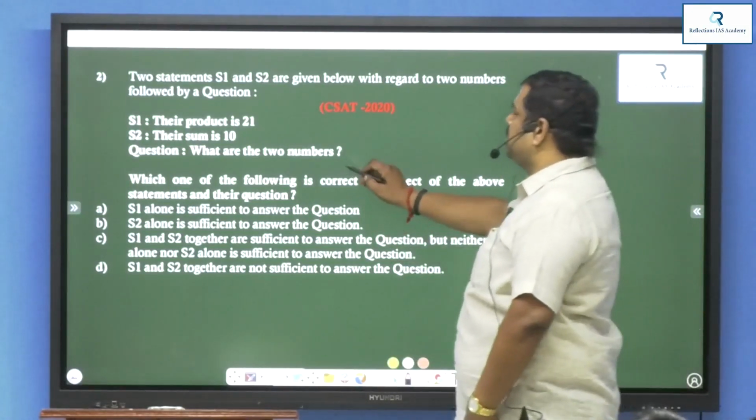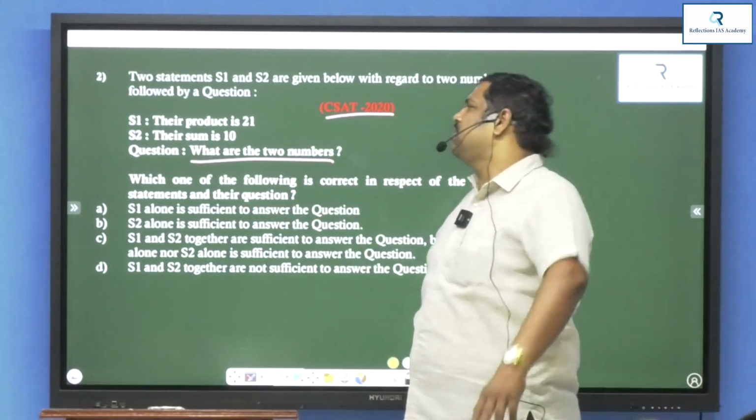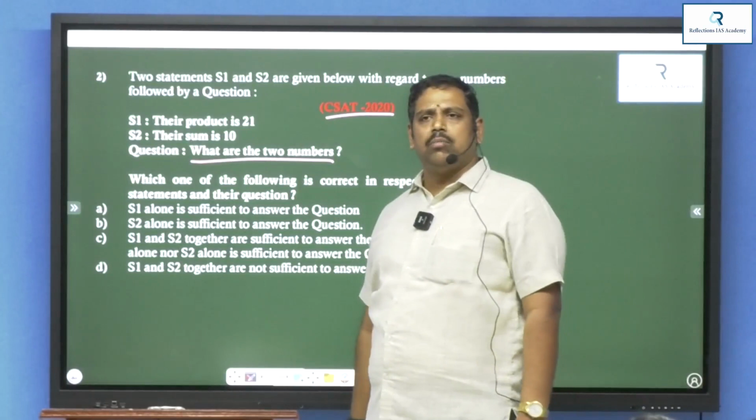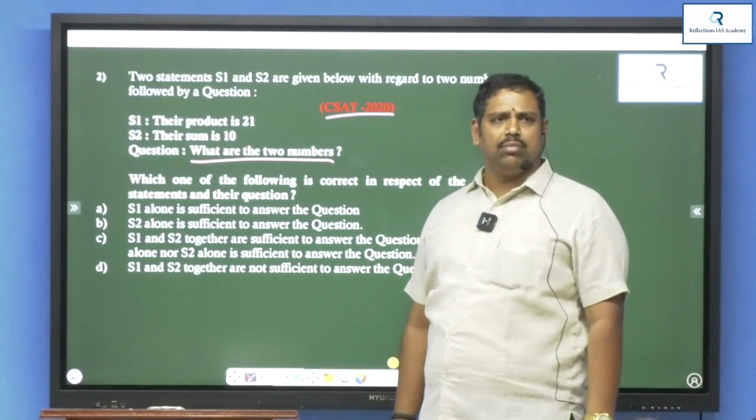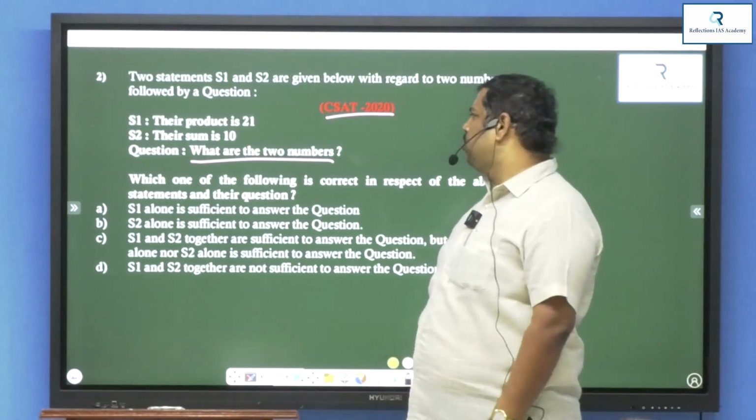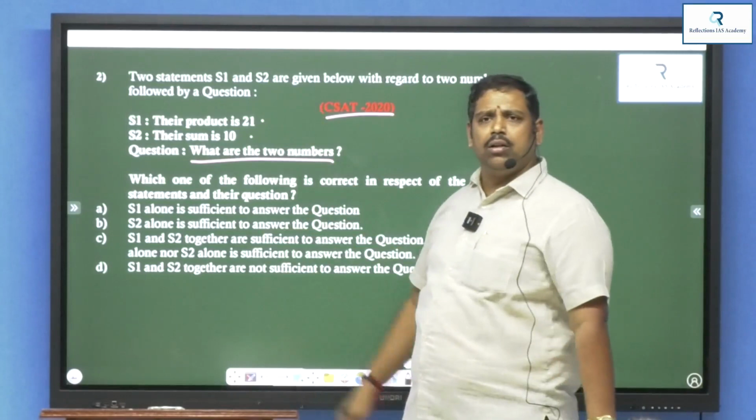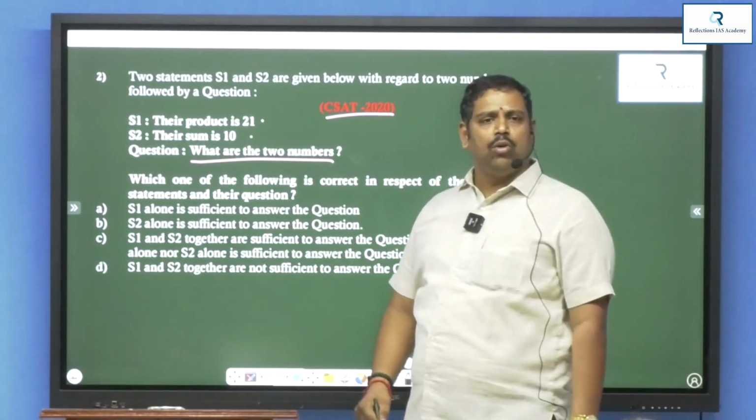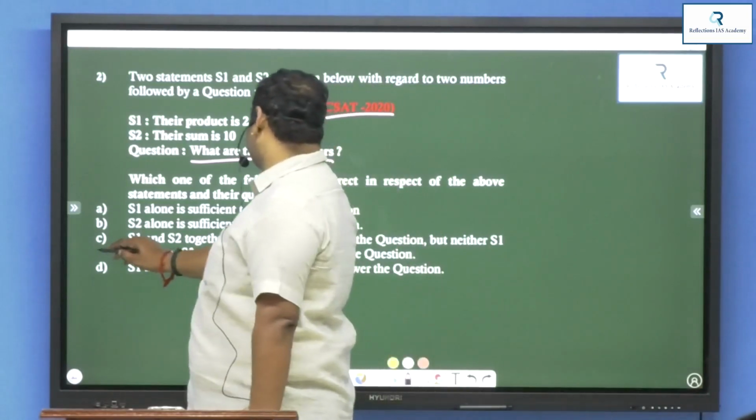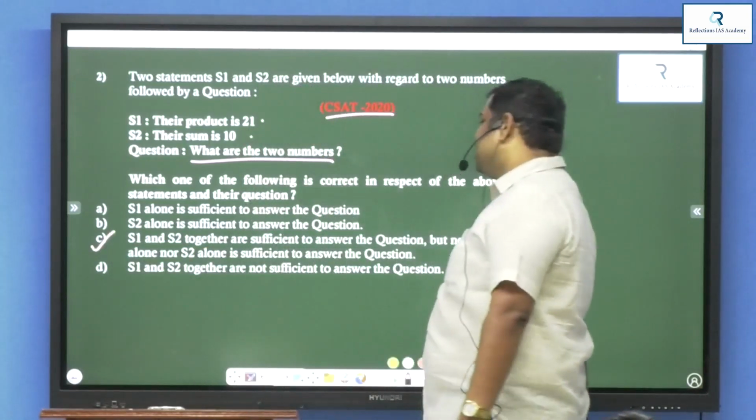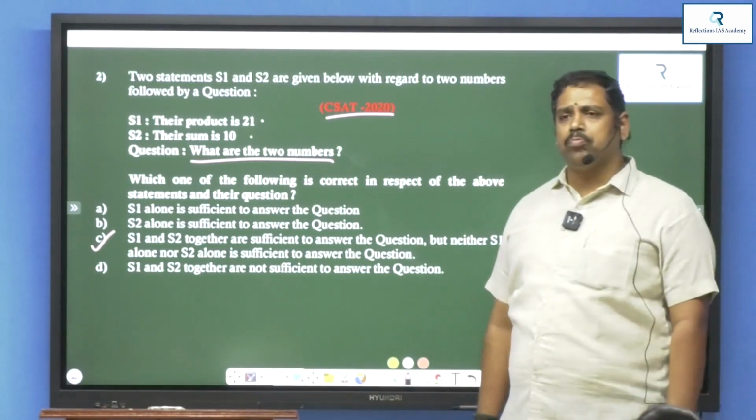I am going to the question here. CSAT 2020. What are the two numbers? Their product is 21, their sum is 10. Product is 21, sum is 10. What are the numbers here? You tell me. 7 and 3. Yes or no? So is the first one sufficient, or the second one, or both together? Both together. Both together is sufficient, right? So what's the answer? S1 and S2 together are sufficient to answer the question, but neither S1 alone nor S2 alone is sufficient. Superb.